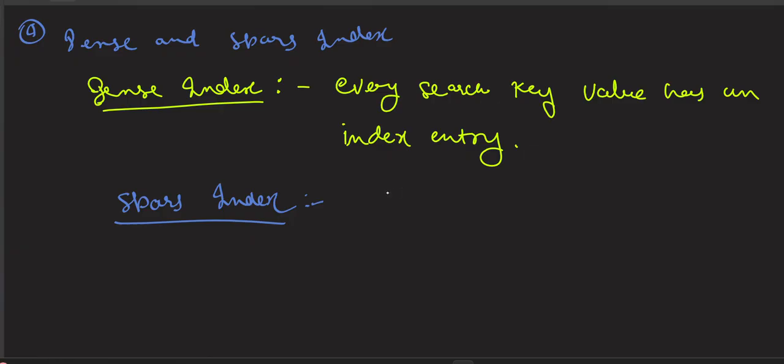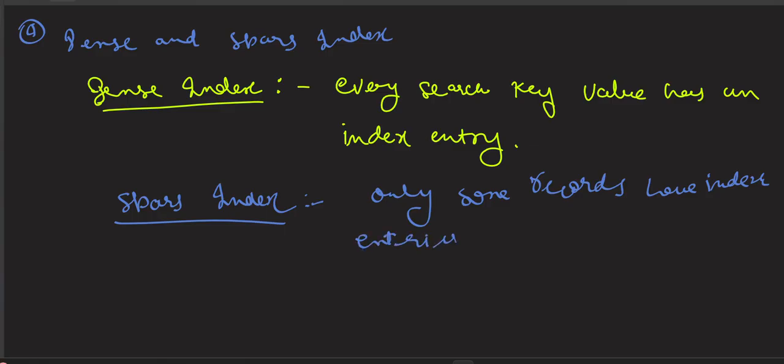So sparse index means only some records have index entries, which means save point, save space, or save point you can say. Okay, so I hope I'm clear with the indexing part.